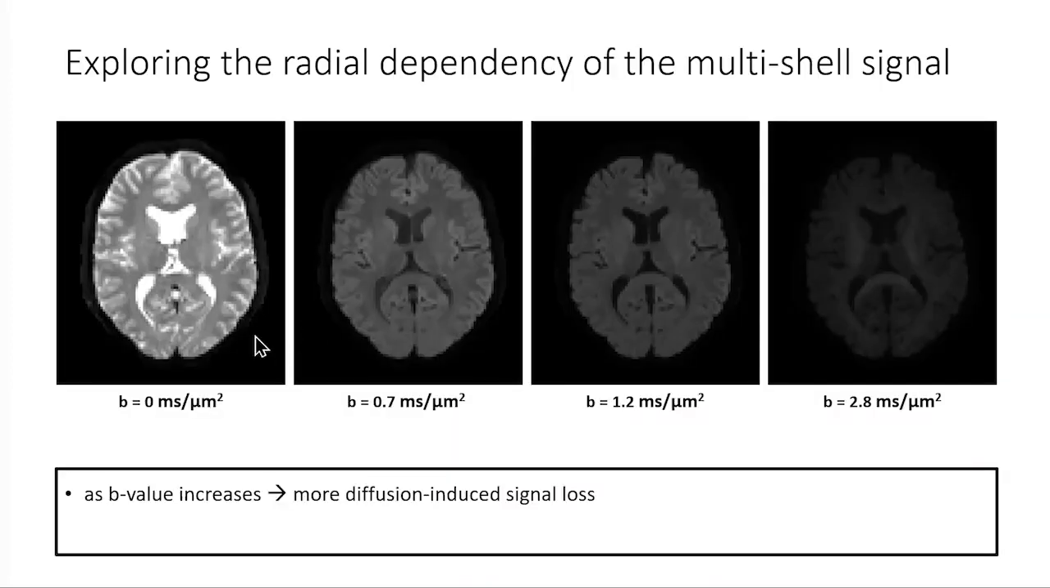So let's explore this radial dependency in a bit more detail. Here we have the average diffusion-weighted signal for increasing B values. You can see as the B value increases, we have more diffusion-induced signal loss.